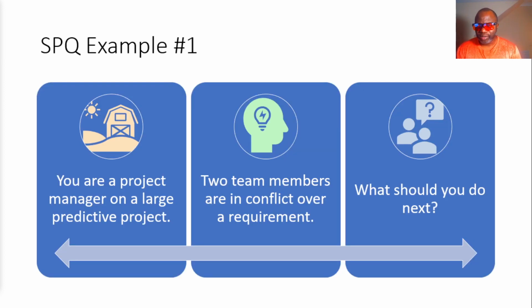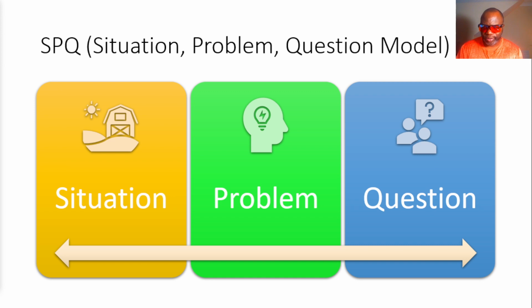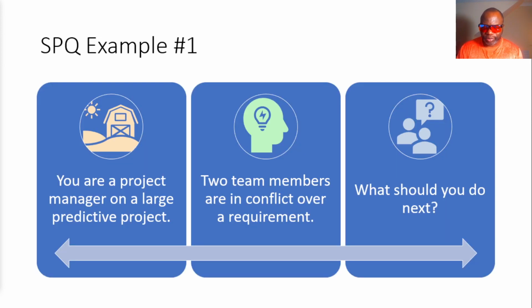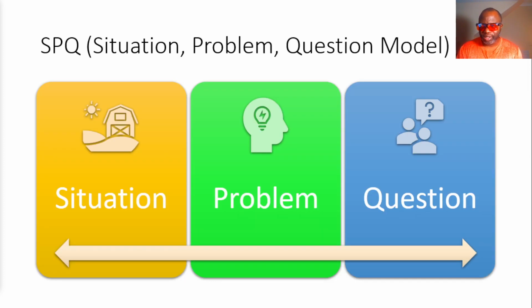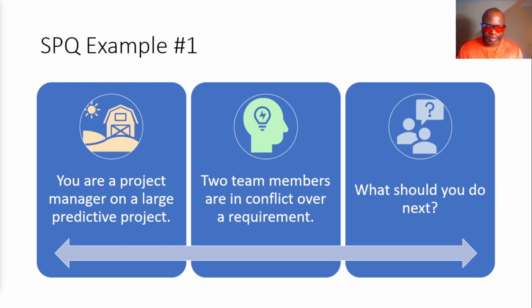So here's an example. You're a project manager on a large predictive project. Two team members are in conflict over a requirement. What should you do next? You can see it maps directly back to a situation: you're a project manager on a large predictive project. A problem: two team members are in conflict over a requirement. And then the question: what should you do next? And then you're given a series of options, and it's all about you being able to fine-tune and choose the best option following principles of project management, great mindset, servant leadership, and so on.